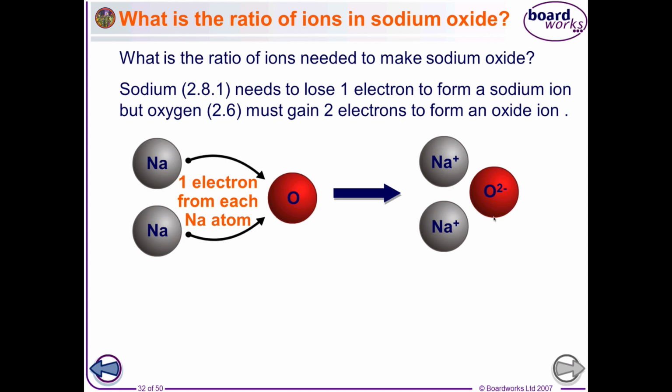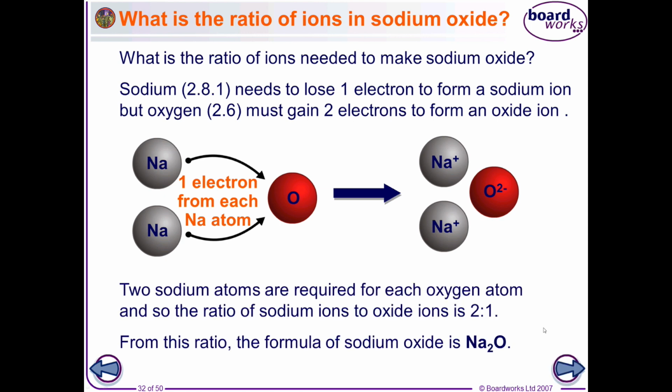If I'd just had 1 sodium and 1 oxide, it wouldn't have worked because I'd have had a +1 charge and a -2 charge, and of course they're not balanced. So the formula of sodium oxide is Na2O, and that's written down there. And generally you always write the positive ion first.